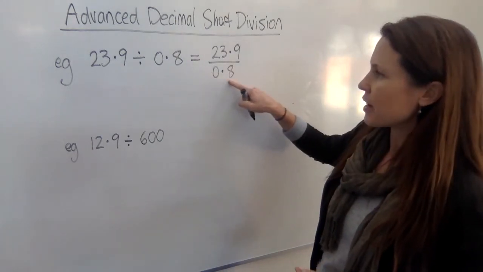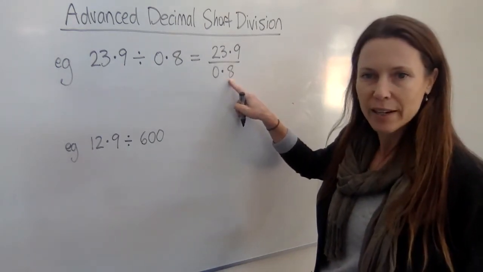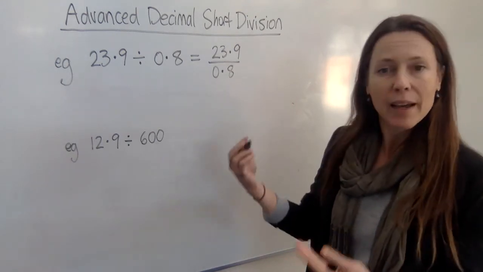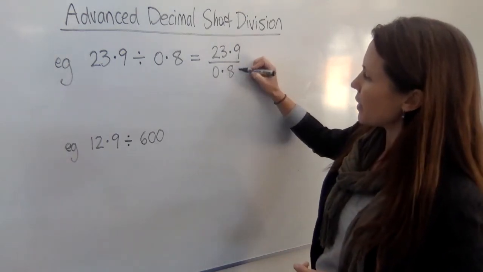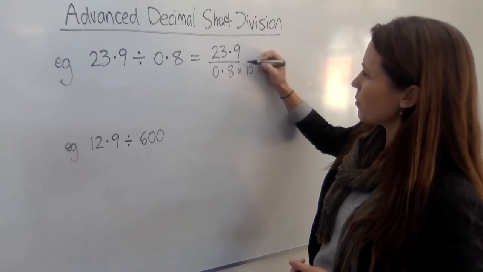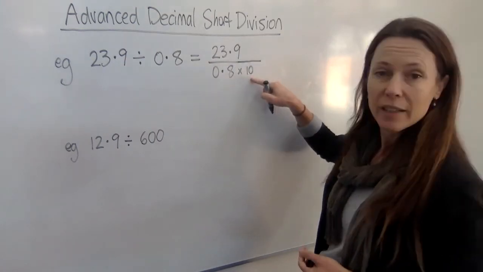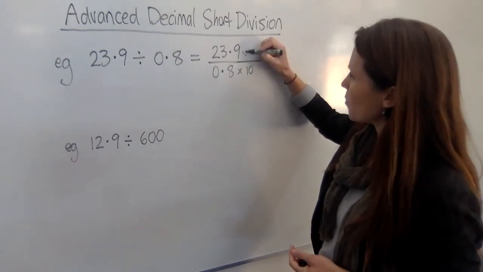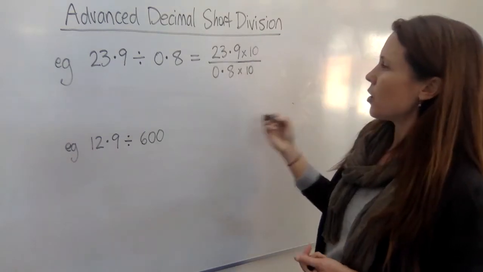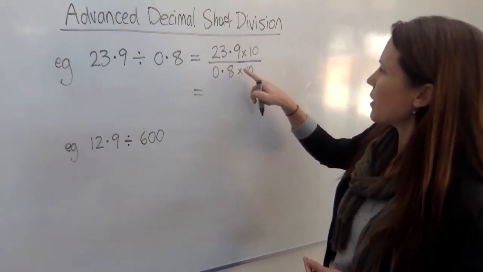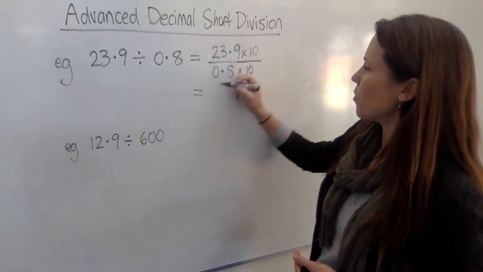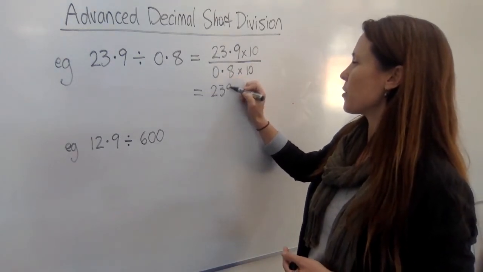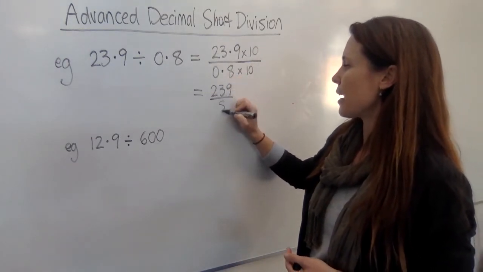So here I'm thinking I don't like dividing by 0.8, but I'm quite good at dividing by 8. So I can make this into an 8 by multiplying by 10. But to keep it fair, I need to multiply the top by 10 as well. All right, on the next line, see what you have here. This moves the decimal point along 1 and gives me 239 divided by 8.